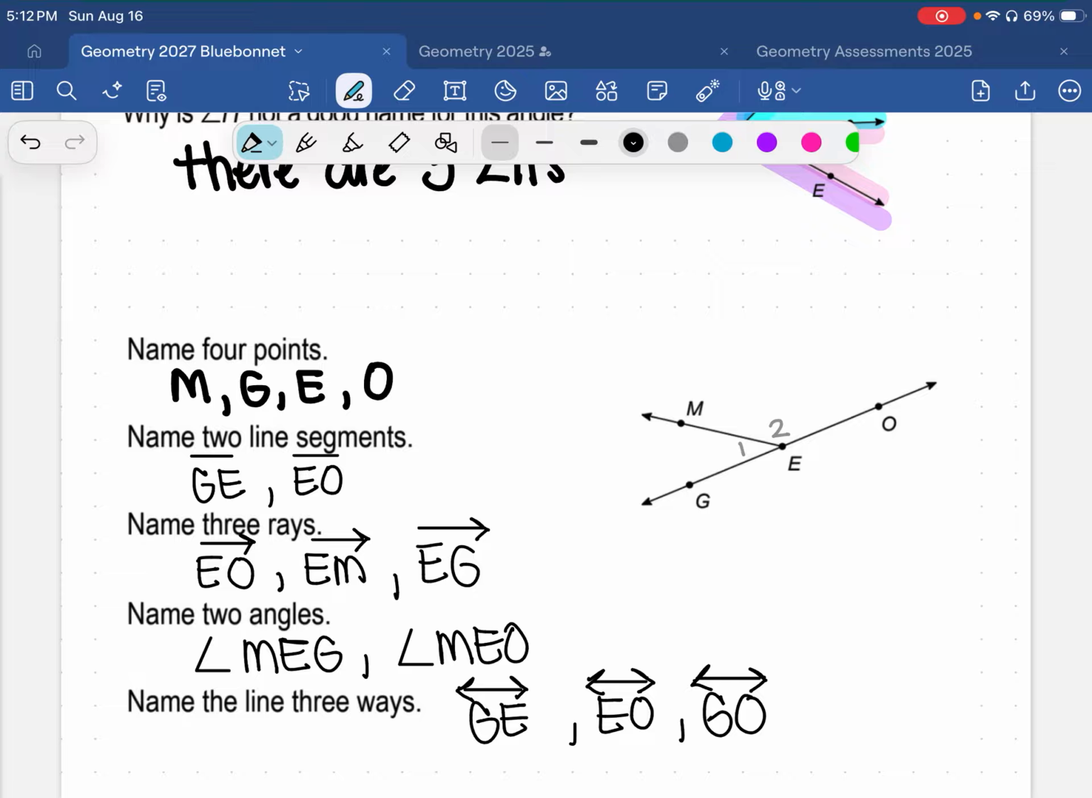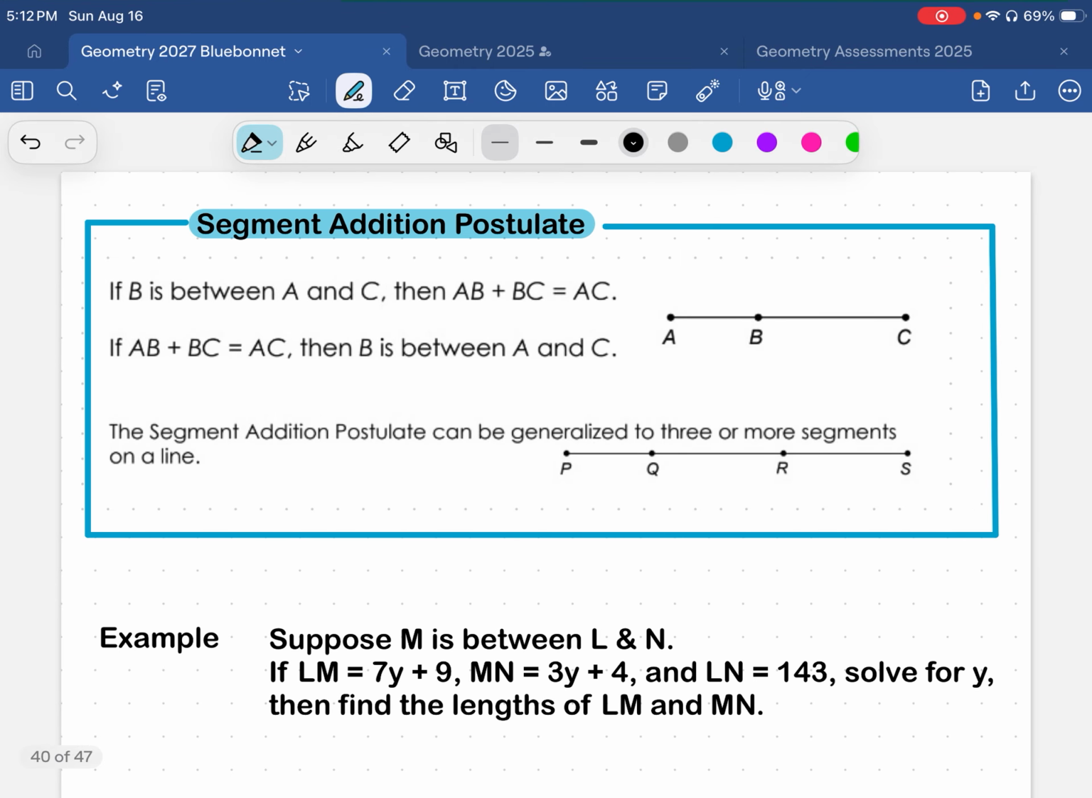All right, today we're going to learn some postulates, 3 separate postulates that are going to allow us to find lengths of segments and angles and lines. Our first postulate is called the segment addition postulate, and it says if B is between A and C, then AB plus BC equals AC.